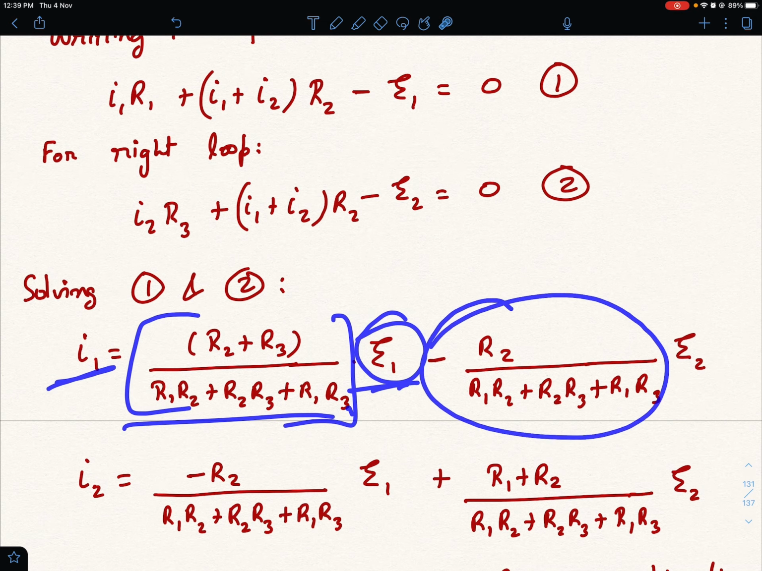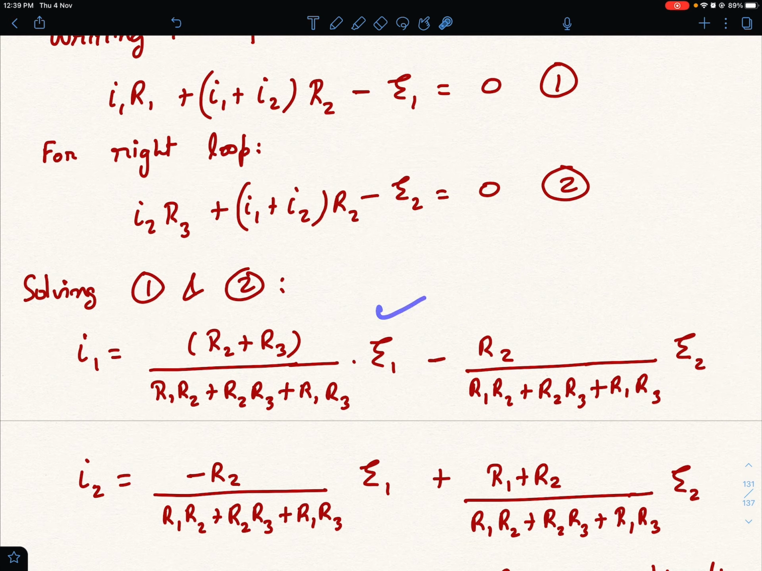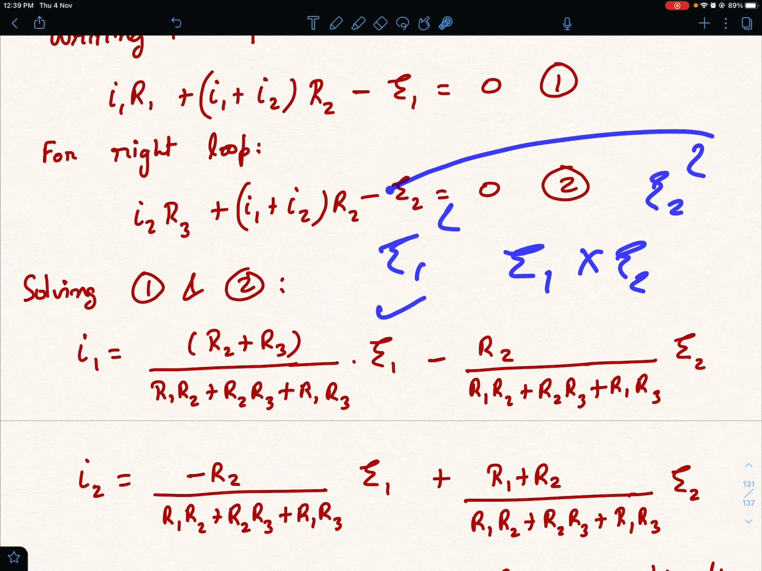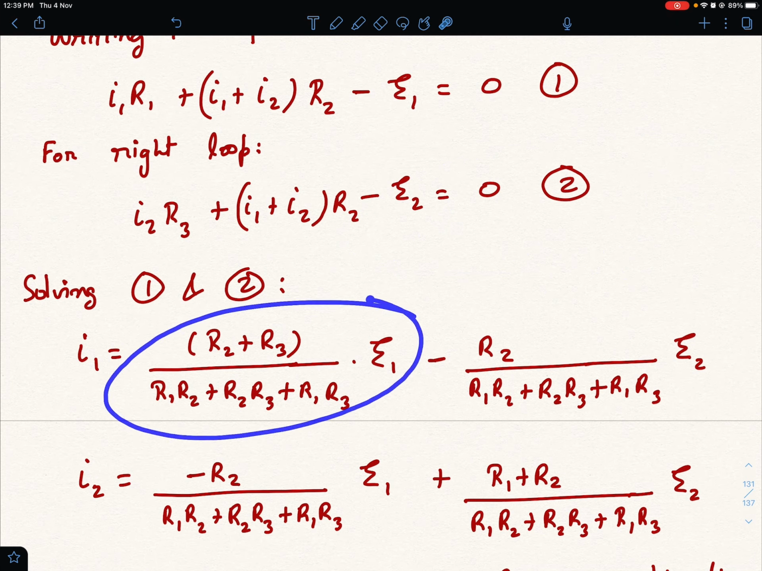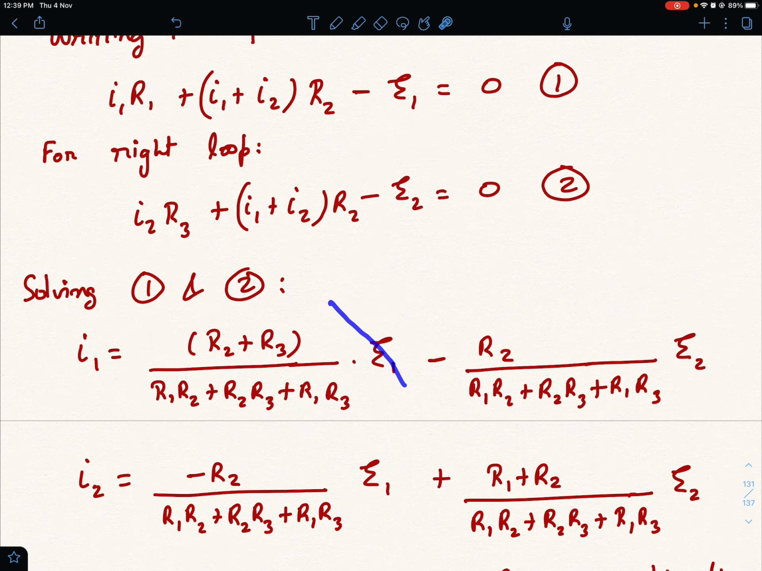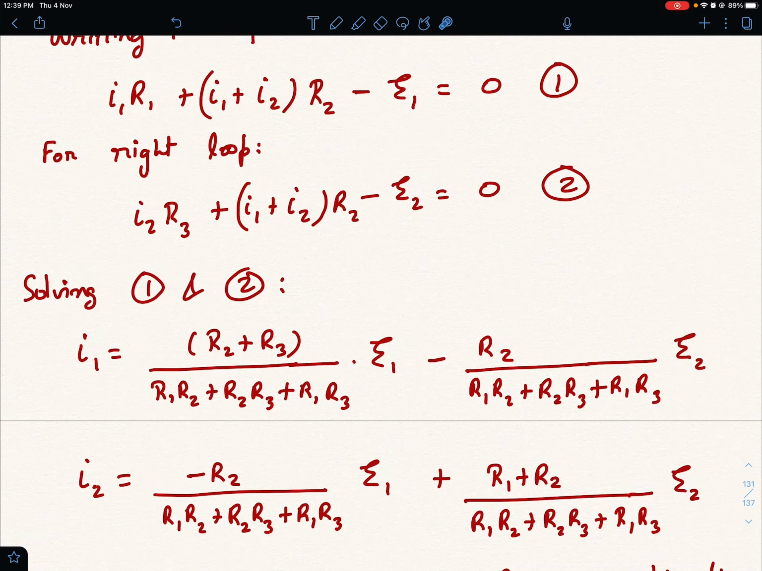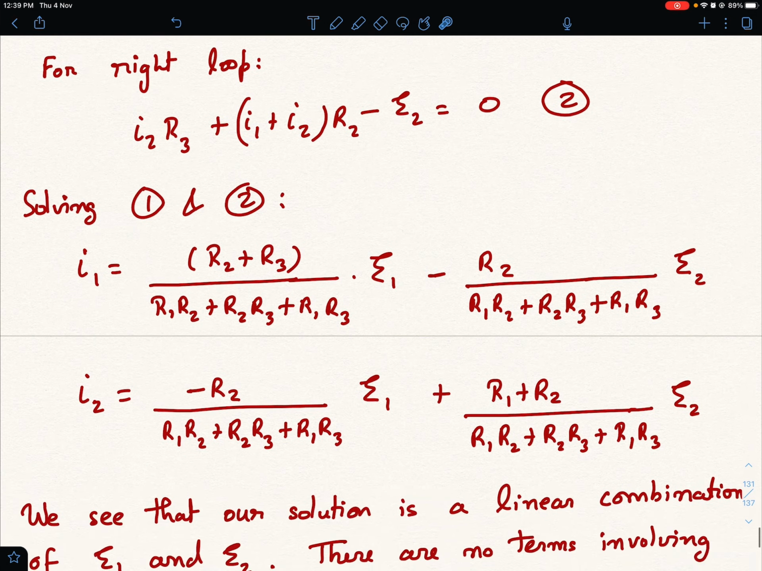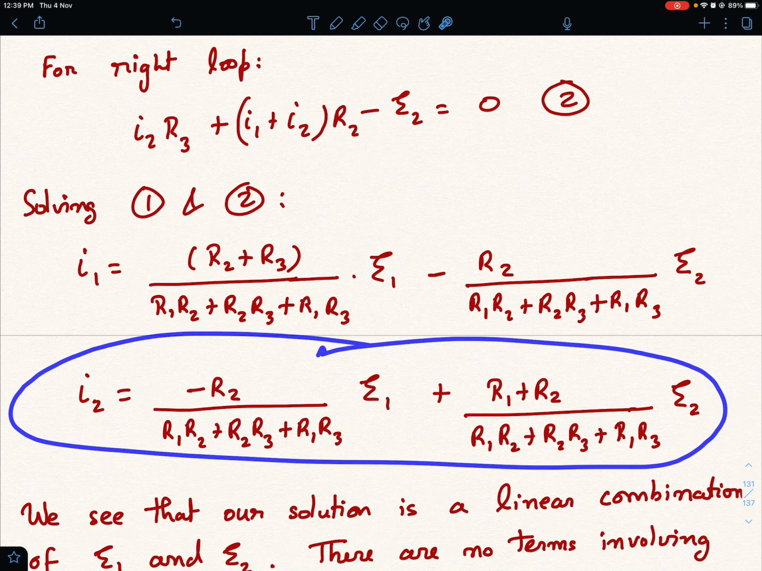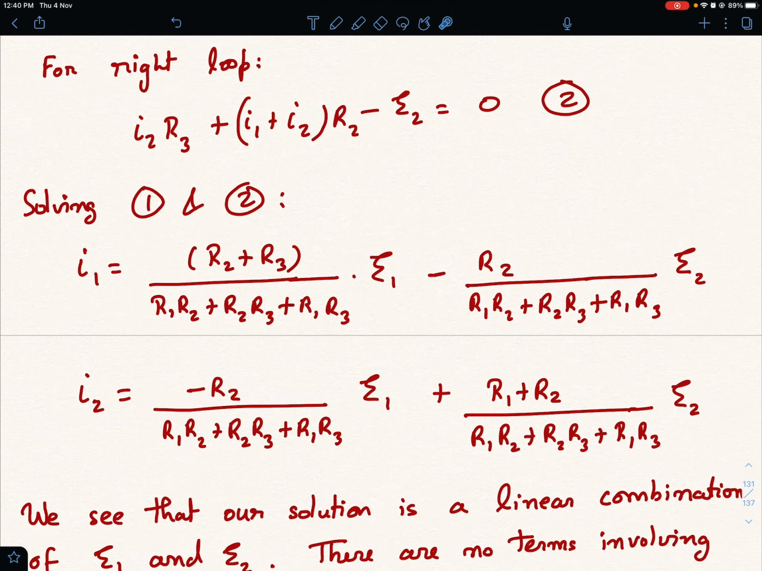What you are seeing for I1 is some function of resistors multiplied by E1, and then again some function of resistances multiplied by E2. So what do you see? I1 is a linear combination of E1 and E2. There is no term like E1 into E2 or E1 squared or E2 squared. Therefore, for calculating the first term I can put E2 equal to 0, and for calculating the second term I can put E1 equal to 0, and then add the two terms to get the total current.